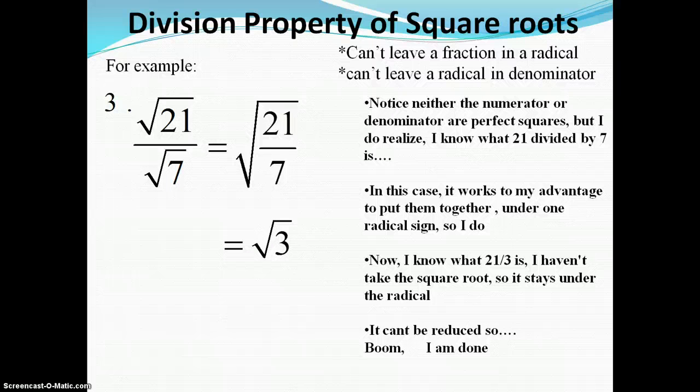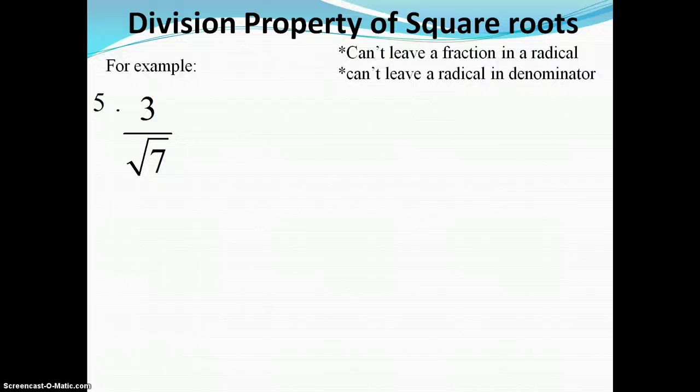I can't have a radical or a fraction under a radical, but if it reduces down to a 3, I'm good. All right, take a look at number 4, and you can see that that's pretty similar. Again, you can just put those together and divide. But number 5 is different. Not much is going on here. There are no perfect squares. I can't divide them, and I've got a radical in the denominator.